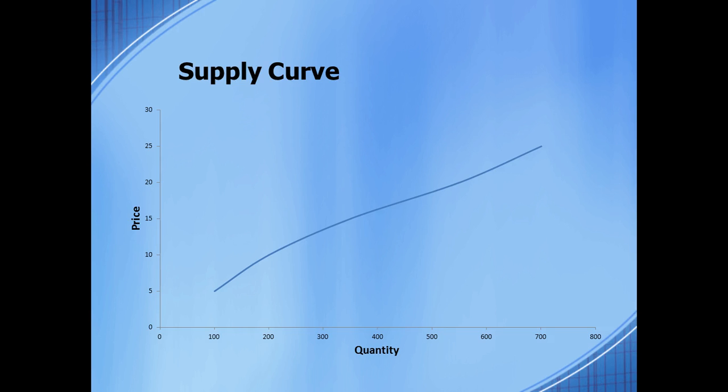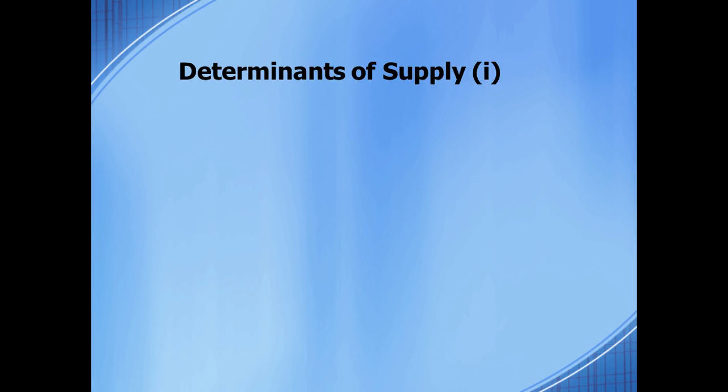And if you look at this carefully, you can see that at £5 there's 100 units supplied, and at £25 there's 700 units supplied. It becomes more profitable, and as it becomes more profitable, more people enter the market.